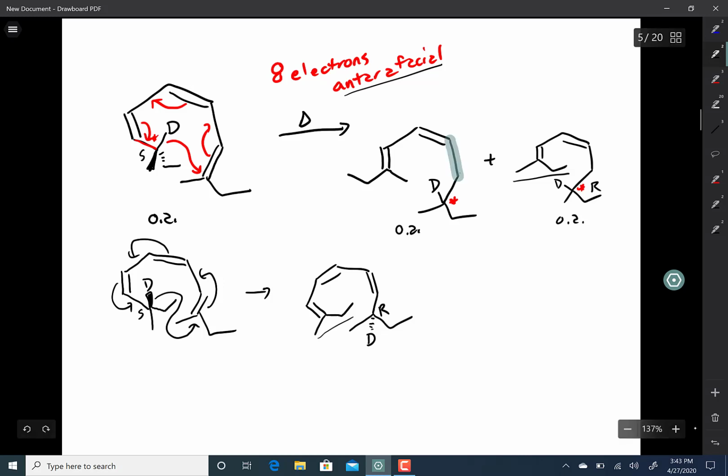And I have one too many carbons here, I see. No, I don't have one too many carbons. I am missing an alkene. That's my problem. So that's an R. That means that right there is a dash. That's a wedge.